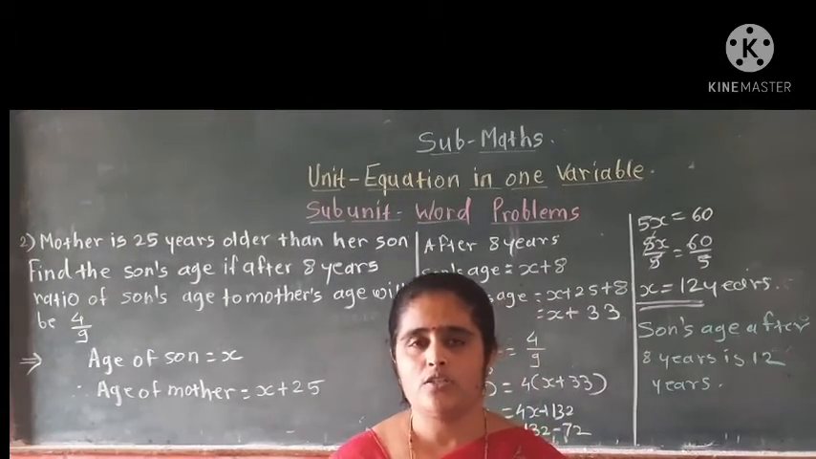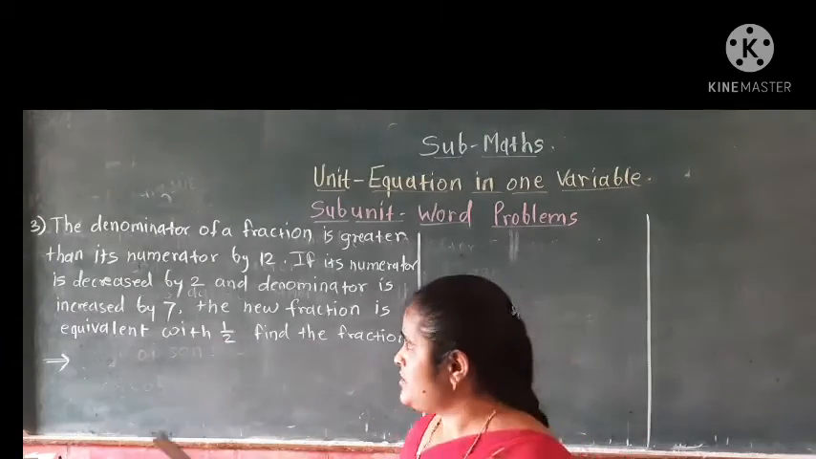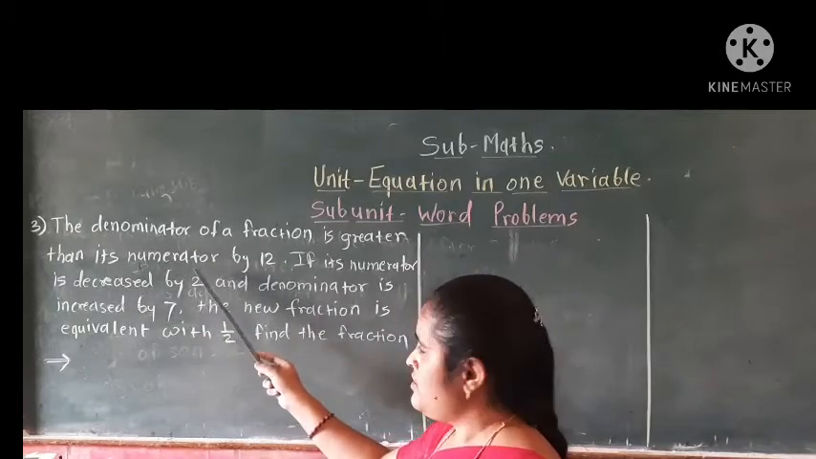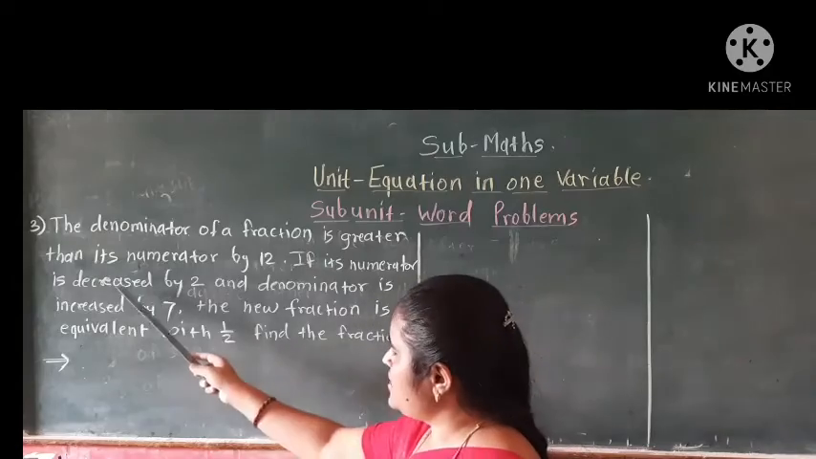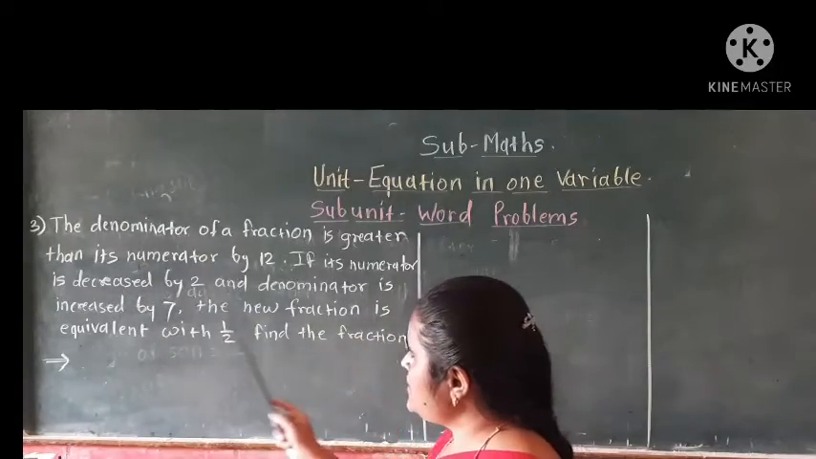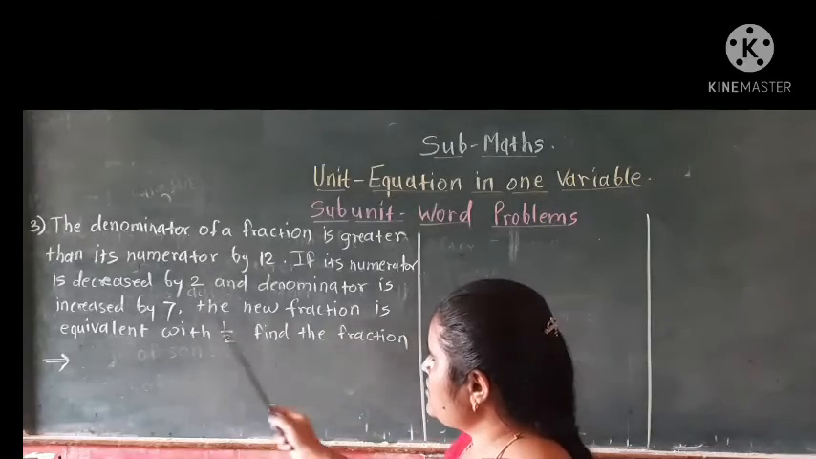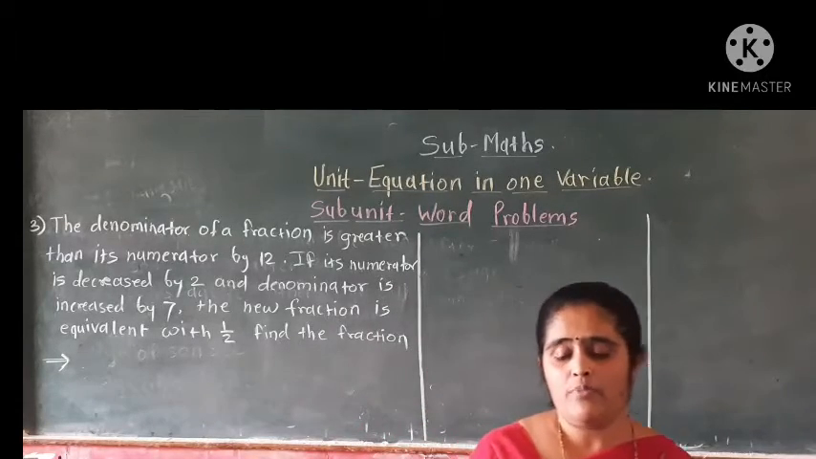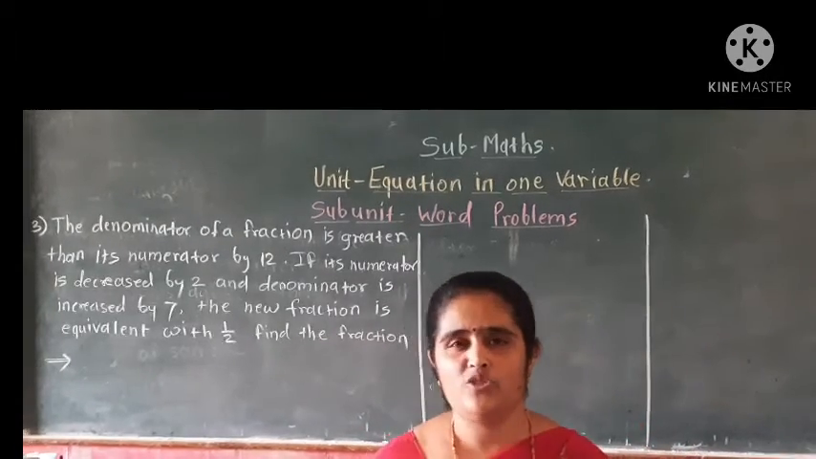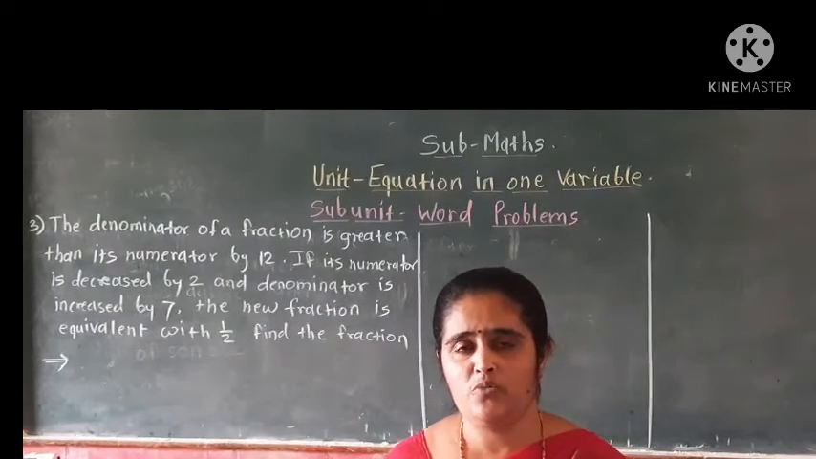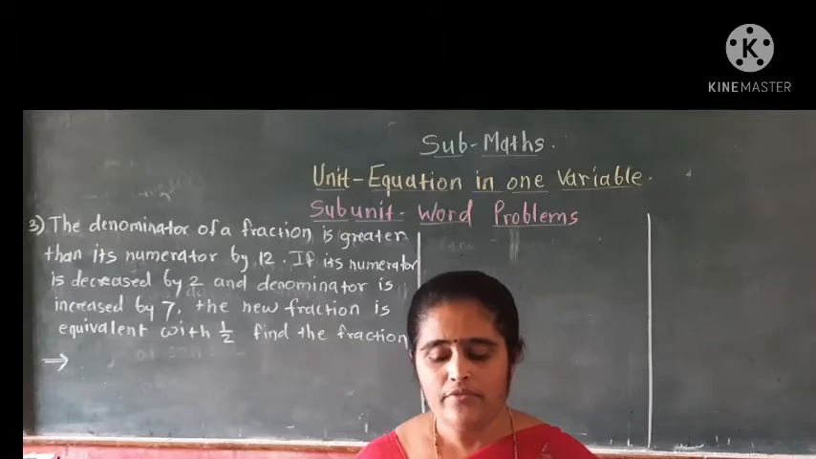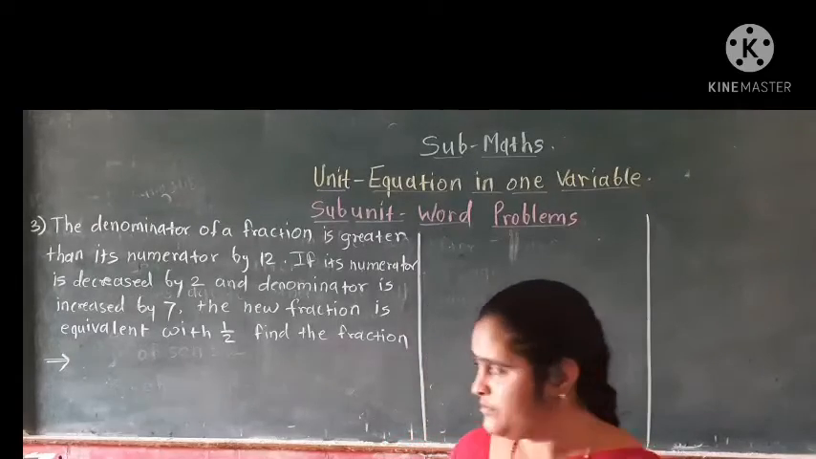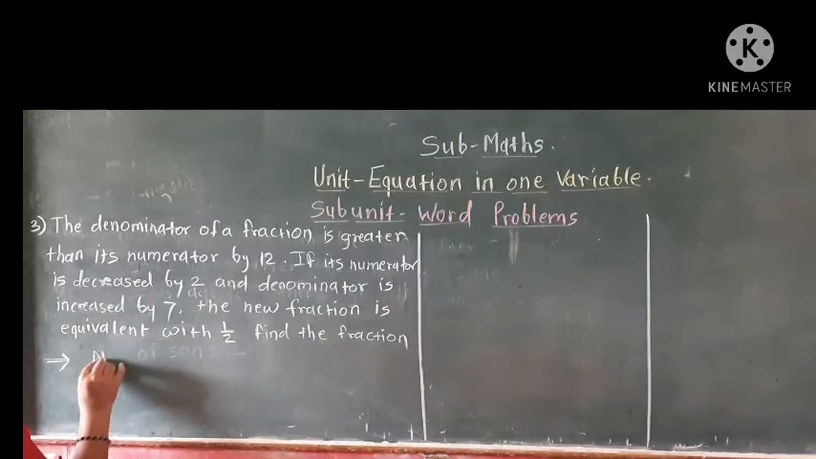Okay students, let's solve some more examples. Example: the denominator of a fraction is greater than its numerator by 12. If its numerator is decreased by 2 and denominator is increased by 7, the new fraction is equivalent to 1 by 2. Find the fraction. In this example, the numerator and denominator are not given, but information about the numerator and denominator is given. So first we have to consider the numerator of the given fraction is x.